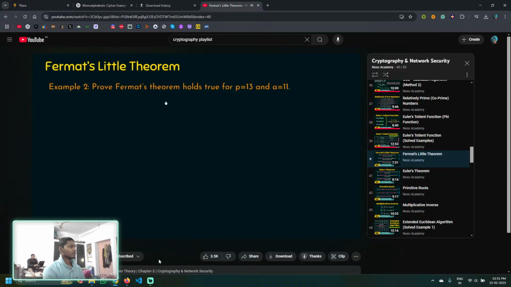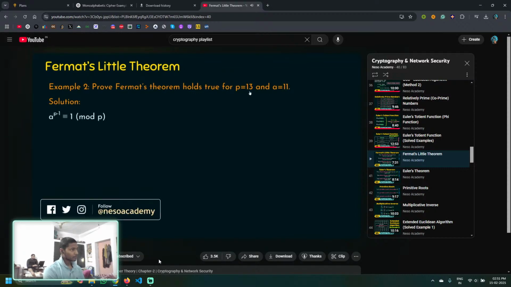In this example, we are going to prove Fermat's theorem holds true for p is equal to 13 and a is equal to 11. So let's solve this now. We know the given data are prime number 13 and the positive integer a is 11, and this 11 is not divisible by p. So let's prove this anyway. Fermat's theorem states that a power p minus 1 is congruent to 1 mod p, where a is any positive integer.